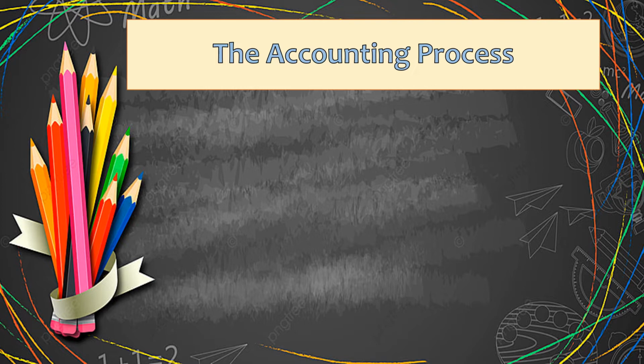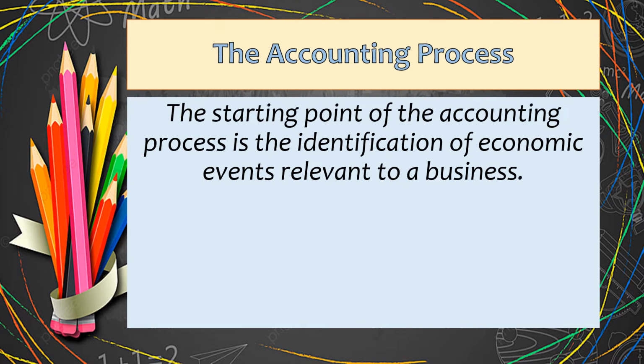For us to deeply understand accounting, we should know the accounting process. The starting point of the accounting process is the identification of economic events relevant to a business. To be identified as a relevant economic event, there should be a transfer of things with value. For example, for the purchase of an equipment, cash or money is exchanged for equipment. The cash and the equipment both have value, so it means purchasing that equipment is a relevant economic event.